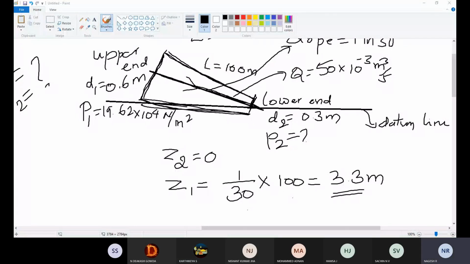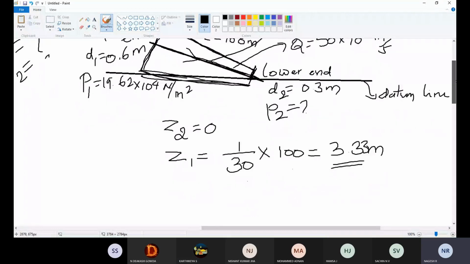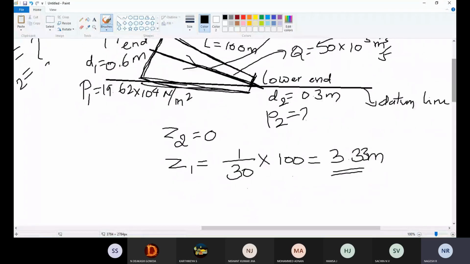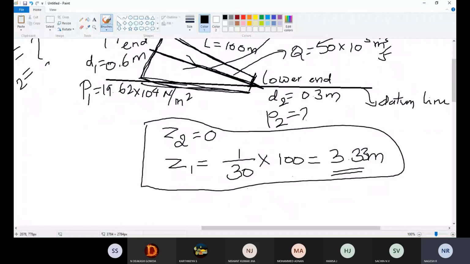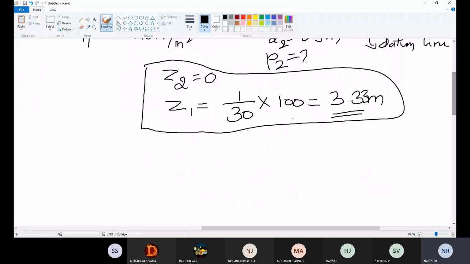Okay, we shall solve this problem and can close. 3.33, sir. Okay, I will take 3.33. Now I will be applying. These are the important things in this problem. In order to avoid confusion, again apply Bernoulli's equation over here: Bernoulli's equation at the upper end and Bernoulli's equation at the lower end.